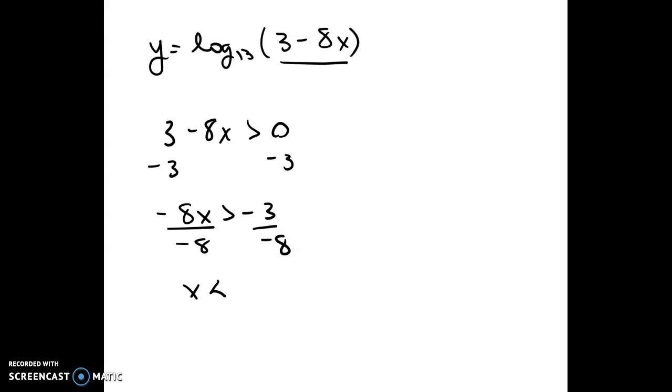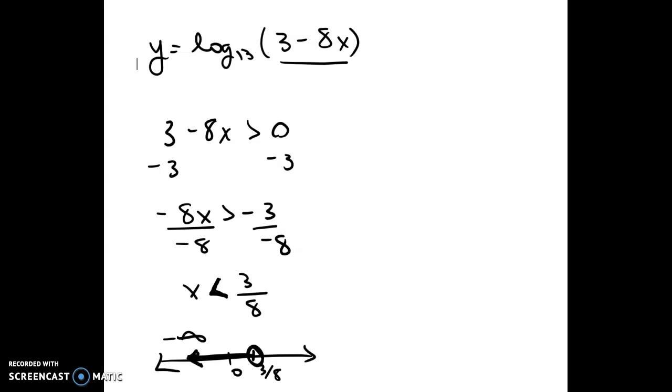Now, when I divide by a negative number or multiply by a negative number, that sign is going to flip. I have a negative on top and on bottom, so they're going to cancel out. So I'm left with 3 over 8. Okay, now if we graph this on a number line, we'll say that this is 0 and this is 3 over 8. Notice that this is pointing in the direction that we need to go. Okay, so since I don't have an equal sign underneath that, this is going to be an open circle and then go in this direction towards negative infinity.